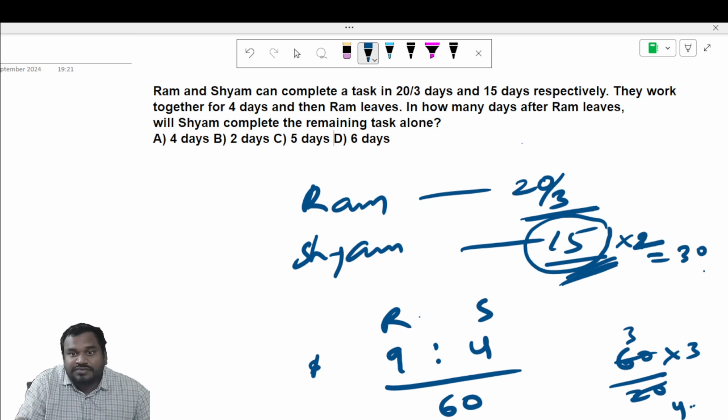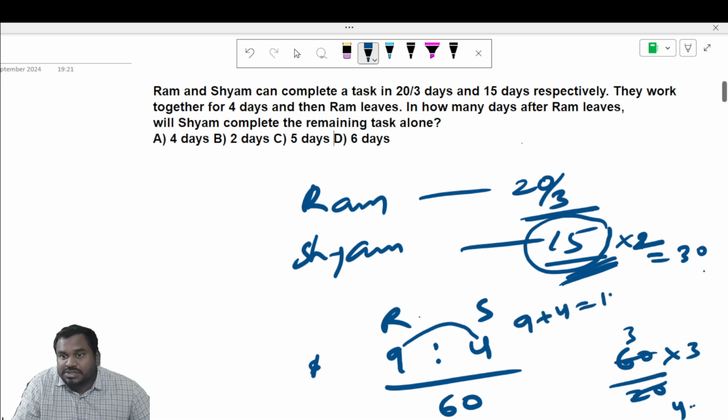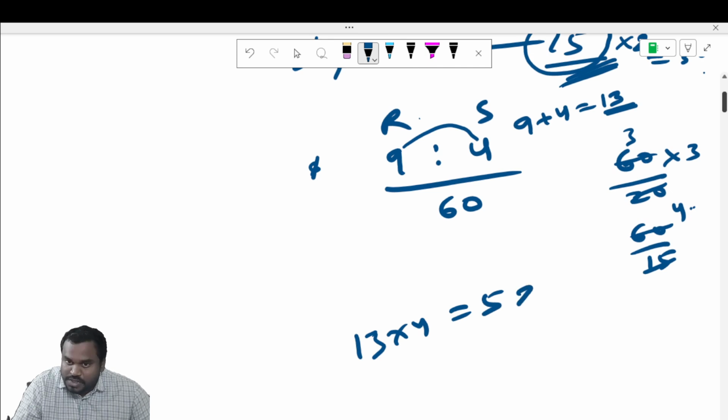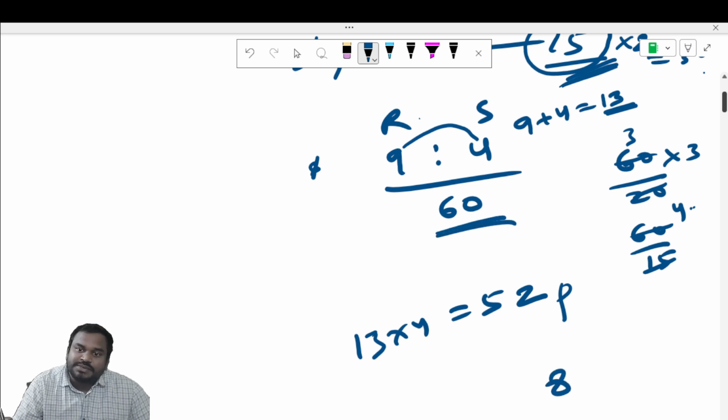When they work together for 4 days, how many parts of work have been completed? So 9 plus 4 is equal to 13. Per day they will do 13 parts of work, and in the same way they will work for 4 days. So 13 into 4. 13 into 4 is how much? 52. 52 parts of work is finished out of 60. How much is left? Yeah, 8 parts of work is left.